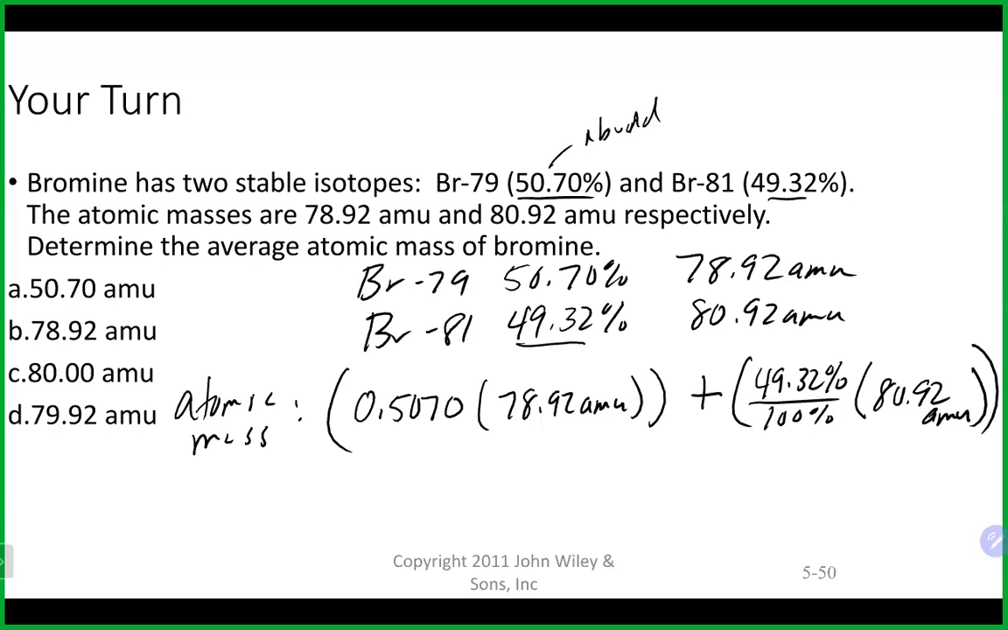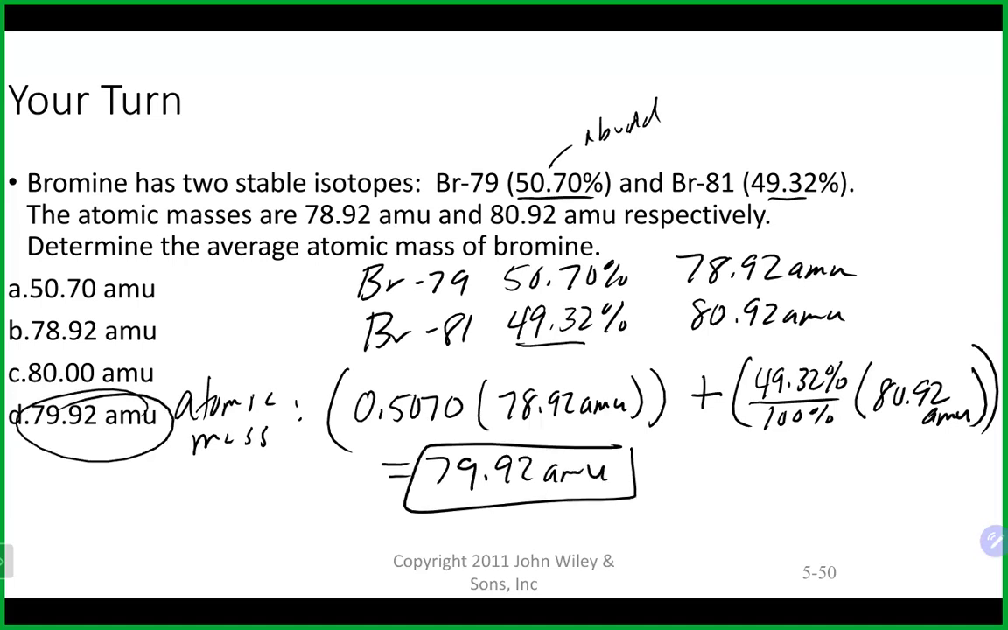Hopefully one of those numbers is on the screen, I hope. Let's see here, 78.92 plus 0.4932 times 80.92 there as well. Looks like 79.92 AMU in this case. Looks like D is the winner there.